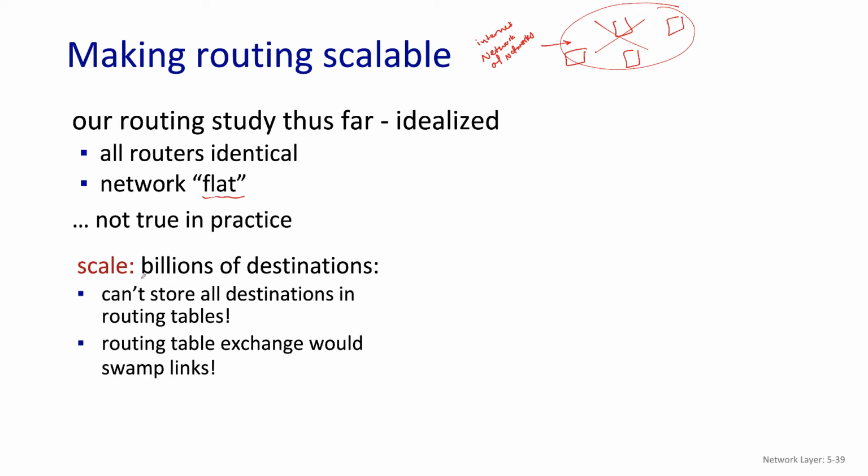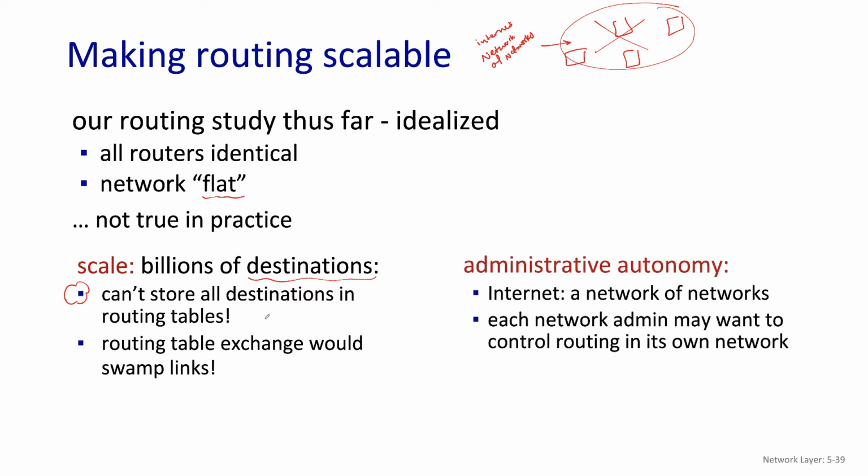Therefore, we will have billions of destinations. So can we store all these destinations? The answer for sure is no, right? There's no way that we can have everything in our routing table. This is the first perspective, which is scalability. The second thing is administrative autonomy. As we mentioned before, the internet is a network of networks.